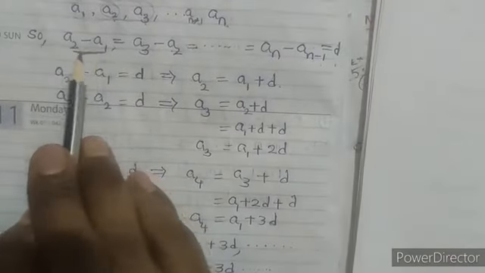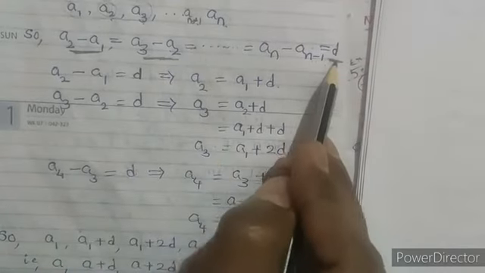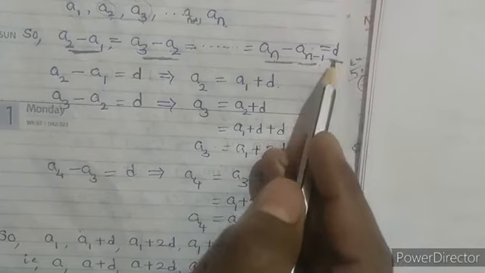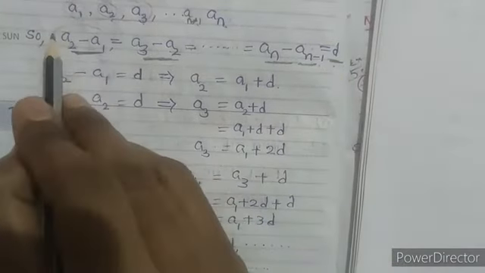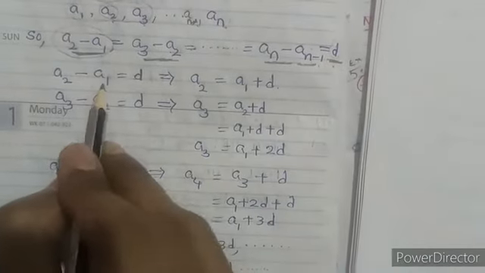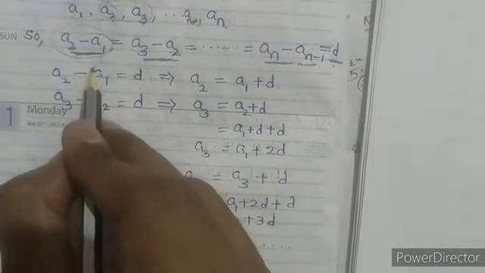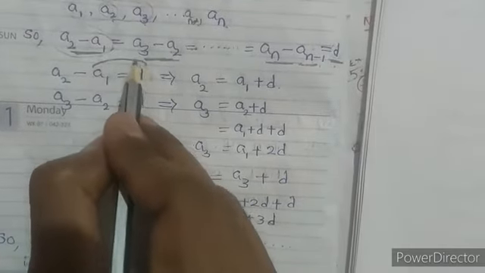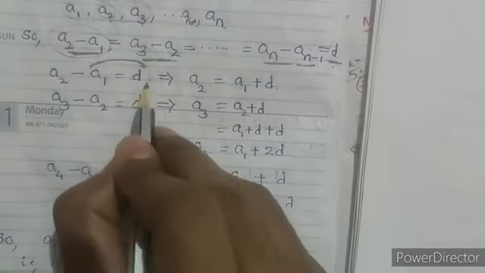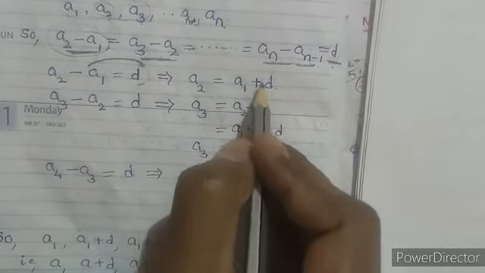Observe, A2 minus A1 is equal to D. A3 minus A2 is also equal to D. An minus An minus 1 is also equal to D. Let us consider A2 minus A1 is equal to D. From this, if you write A2 is equal to, minus A1 will be transposed to the right hand side, so it will become plus A1, and plus D is as it is. So A2 will become A1 plus D.